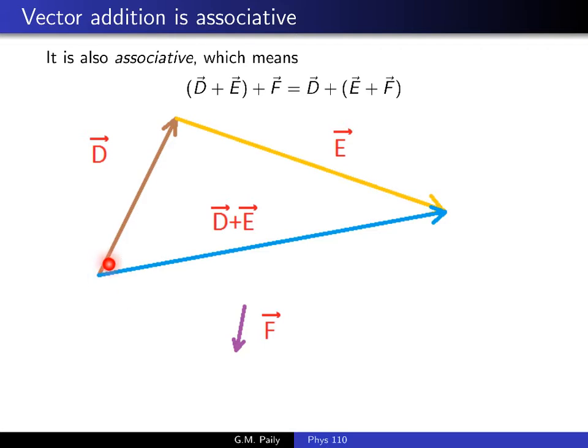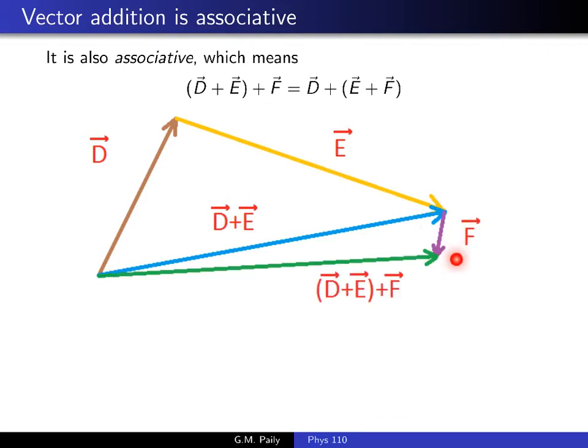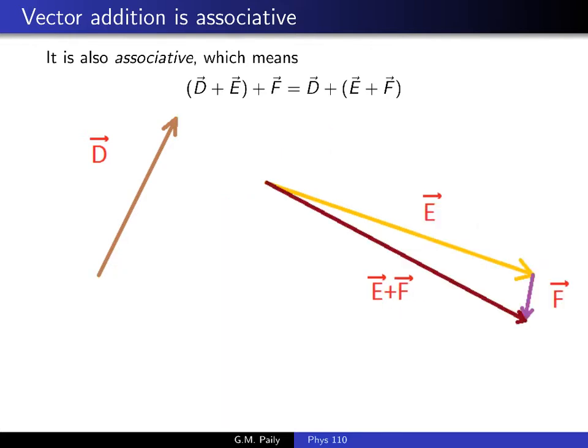Here I've constructed d plus e, so I've taken d and e and added them to construct d plus e. Then I brought f such that the tail of f is at the head of d plus e, and this is the resultant d plus e plus f. Now in the second case, I first do e plus f, so here's e and f, and this is e plus f.